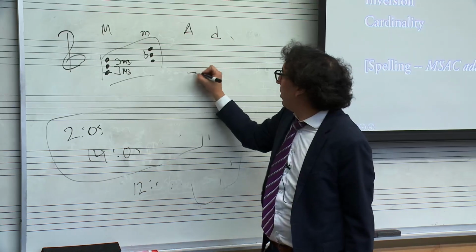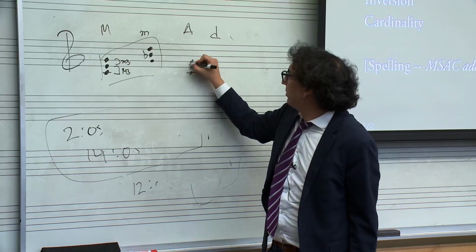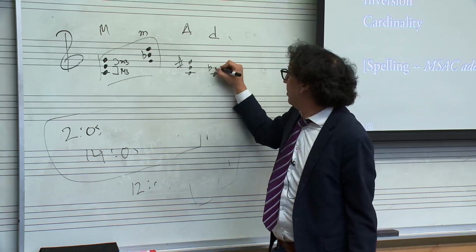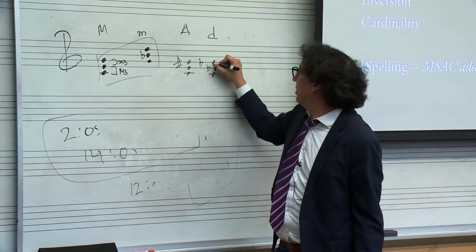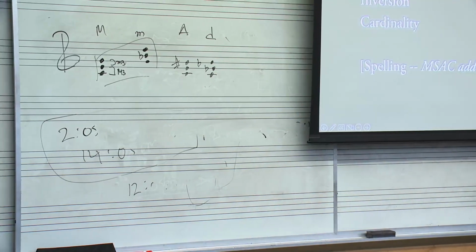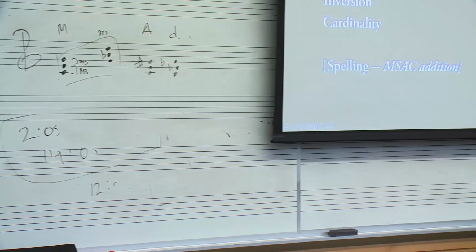Whereas an augmented triad cannot be inverted to become a diminished triad or to become a major or minor triad. So they don't have an equivalence class between them. So this comes up often.